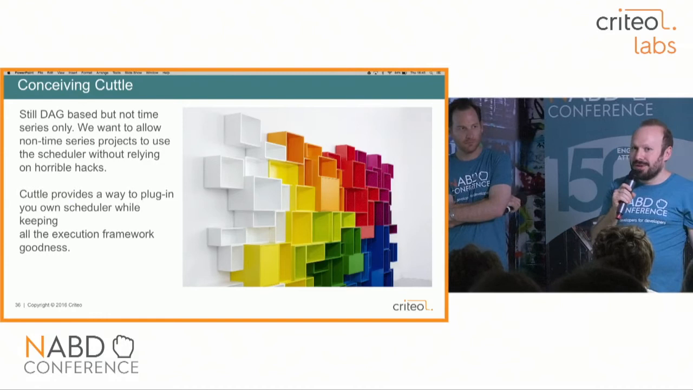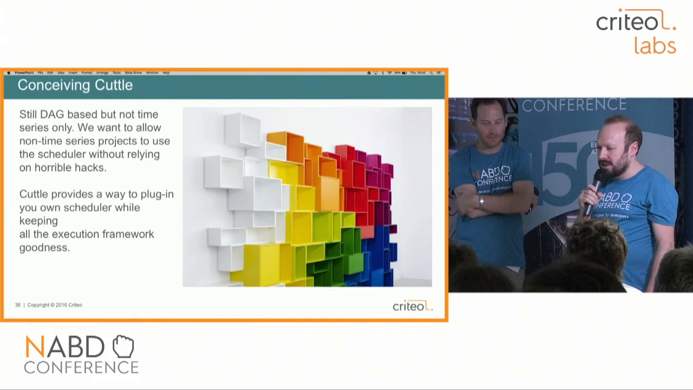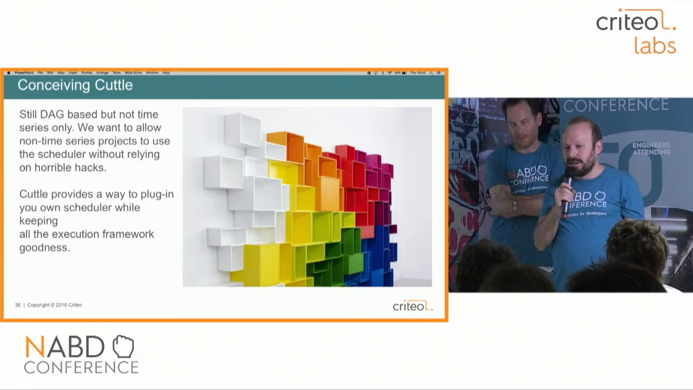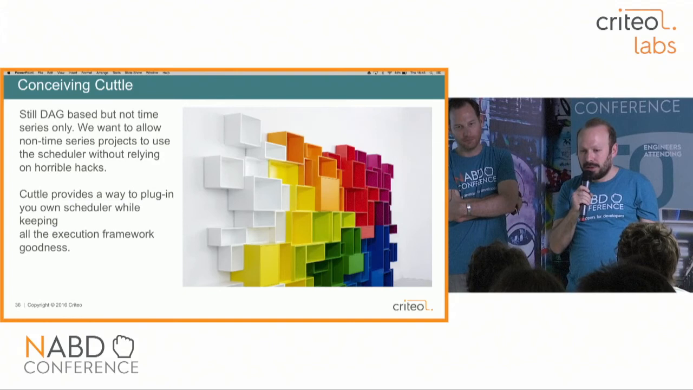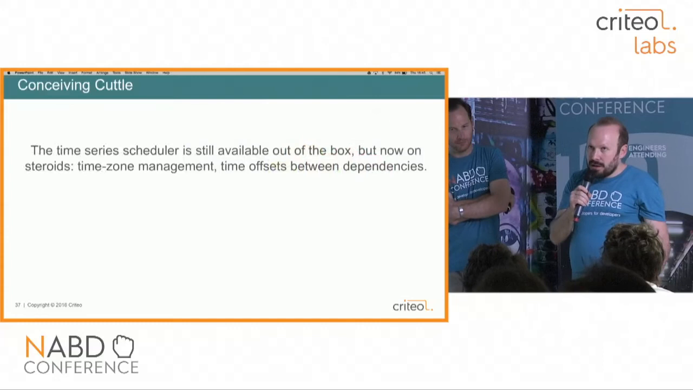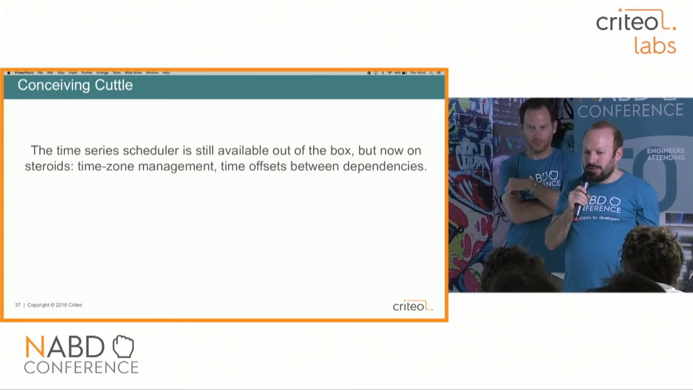And for now, we are working on a simpler scheduler, what we are calling a monotonic scheduler, which is very simple. We just execute the DAG once, and at the end of the execution, execute it again. So it's very close to the catalog and import use case we were talking about before. And the time series scheduler is still there out of the box. It's where we put most of our work today.